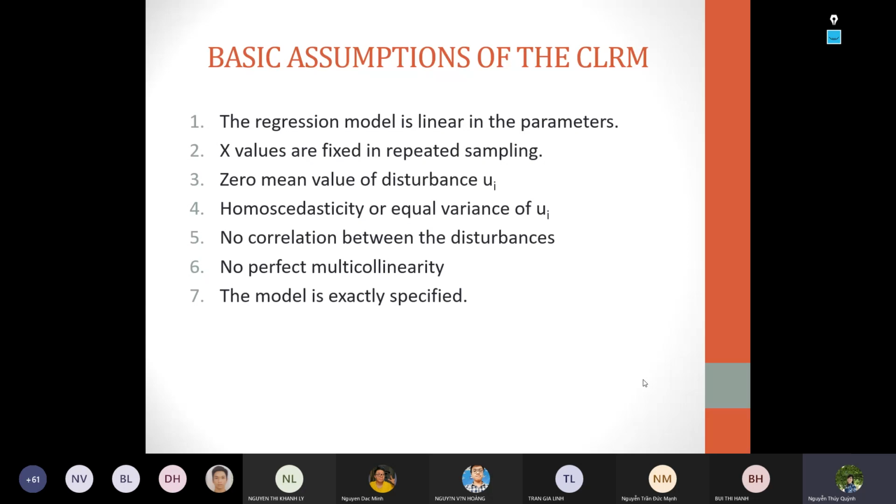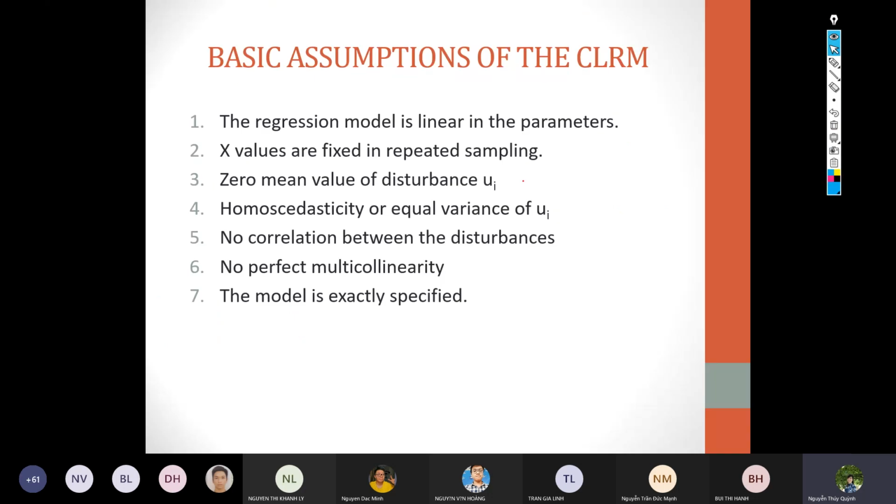Number 3, we have zero mean value of the disturbance ui. We still have that for the multiple linear regression model. The only difference here is that the conditional mean value of ui, conditional on certain values of x1 and x2, and so on to xk, is equal to 0.